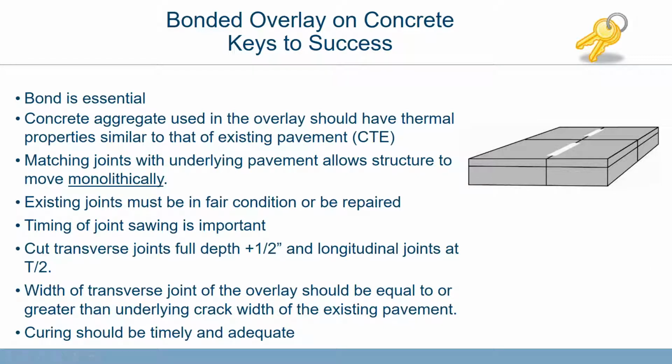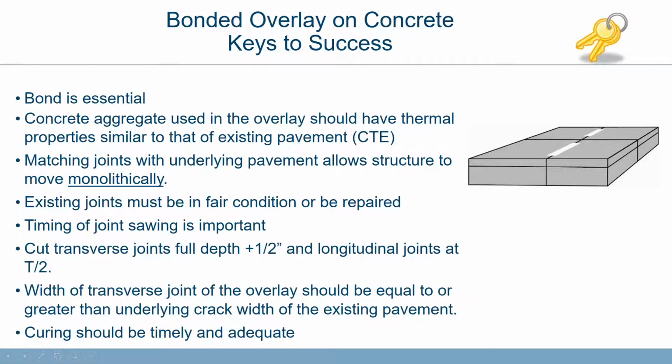With bonded concrete on concrete, the joints with the underlying pavement allow the structure to move monolithically. So it's very important in this design that the existing joints must be in fair condition or be repaired. Timing of the saw joint is important, and we typically recommend that we cut transverse joints the full depth of the overlay plus a ½ inch down into the existing joint to prevent issues with bonding and expansion of those pavements. Longitudinal joints are typically T/2, or the thickness over 2.